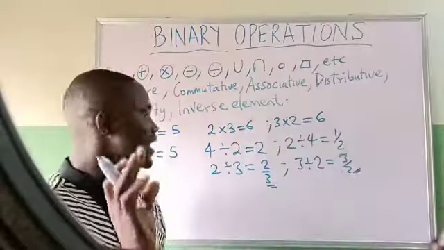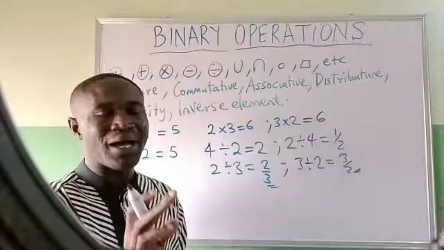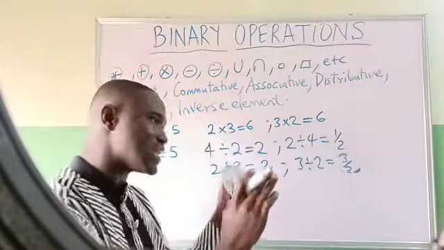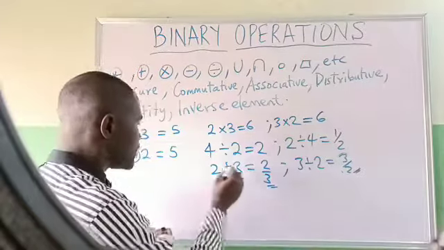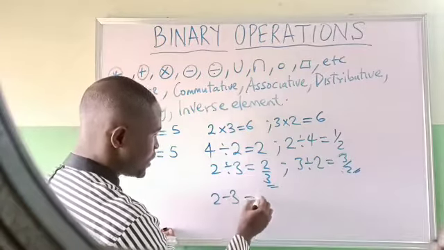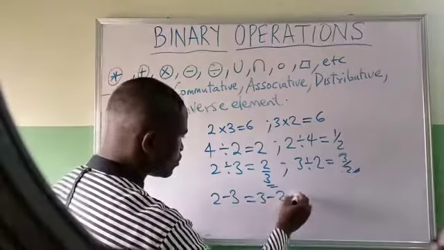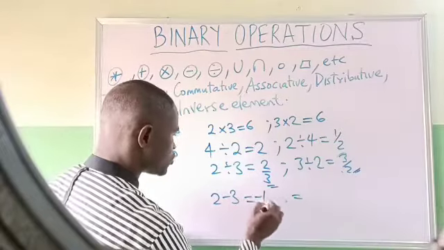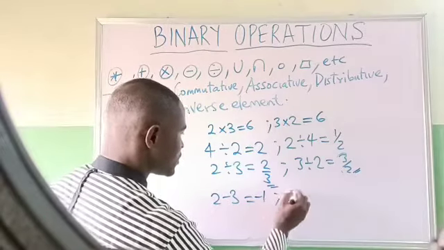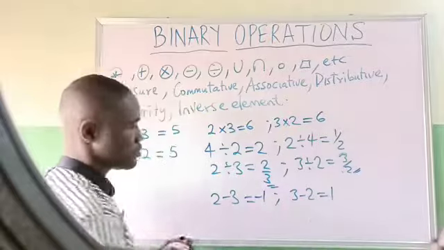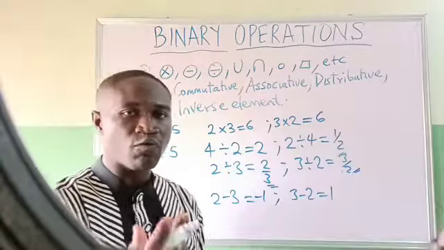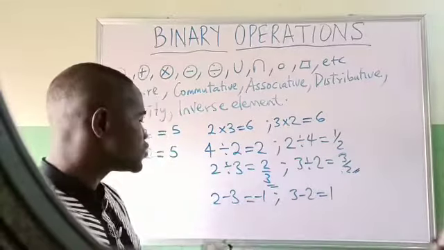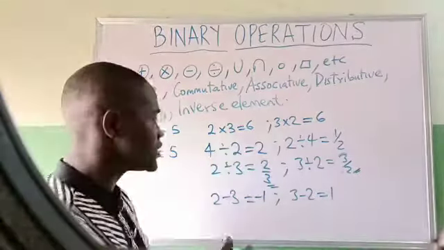Multiplication of two numbers is commutative, addition of two numbers is commutative, because when you say this plus this and you interchange and add again, they will give you the same answer. Now 2 minus 3, is it equal to 3 minus 2? The answer is no. This will give me minus 1, whereas 3 minus 2 will give me 1. So we also say subtraction of two numbers is not commutative.